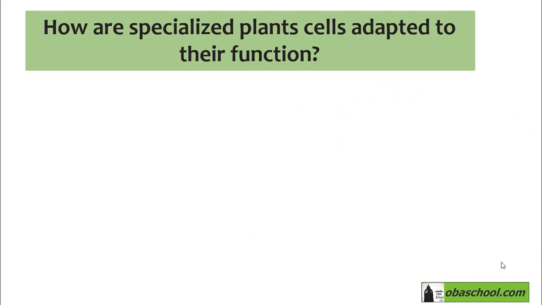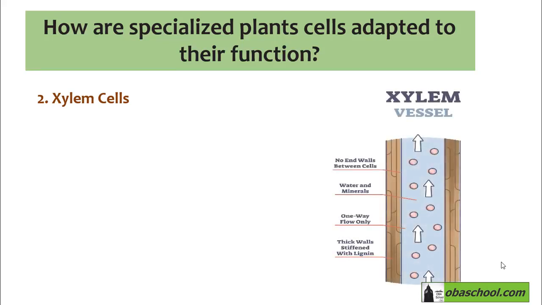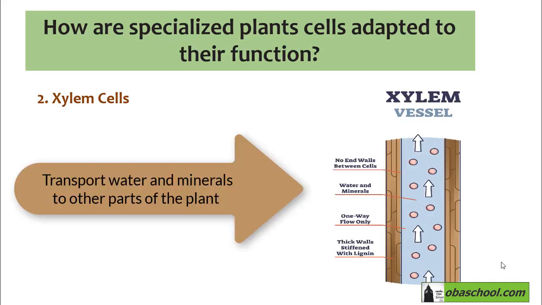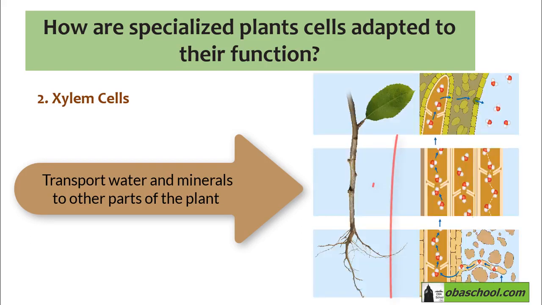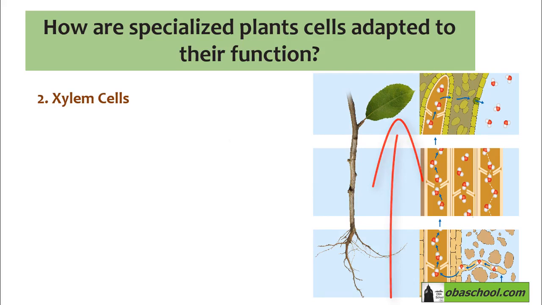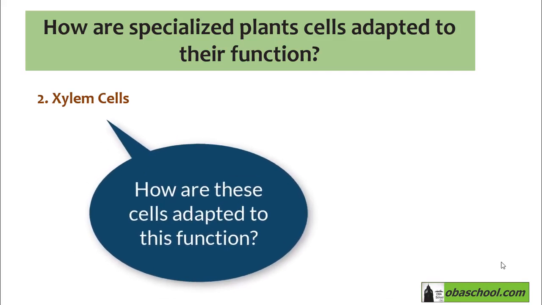Another example of specialized cells is the xylem cells. Xylem cells that make the xylem vessels help the plants move water and dissolved mineral salts quickly and easily from the roots to other parts of the plant. But again, how are these specialized cells adapted for this function?